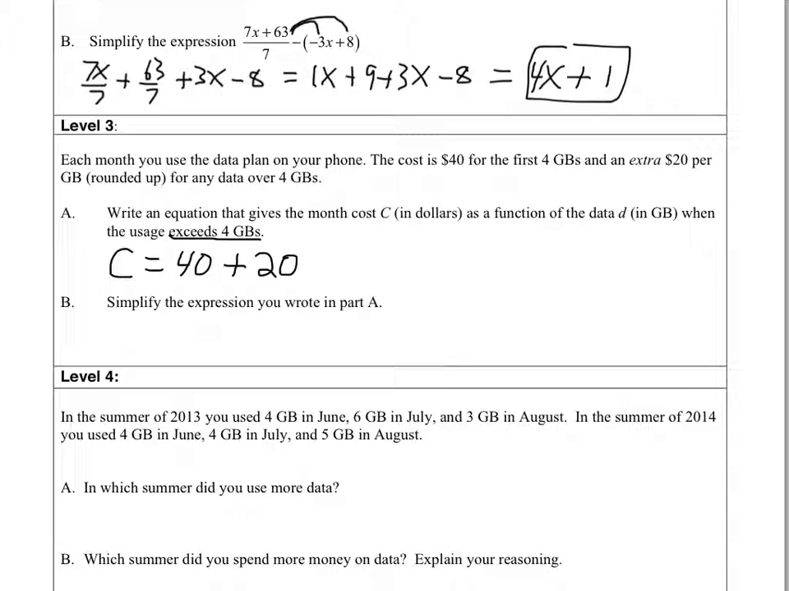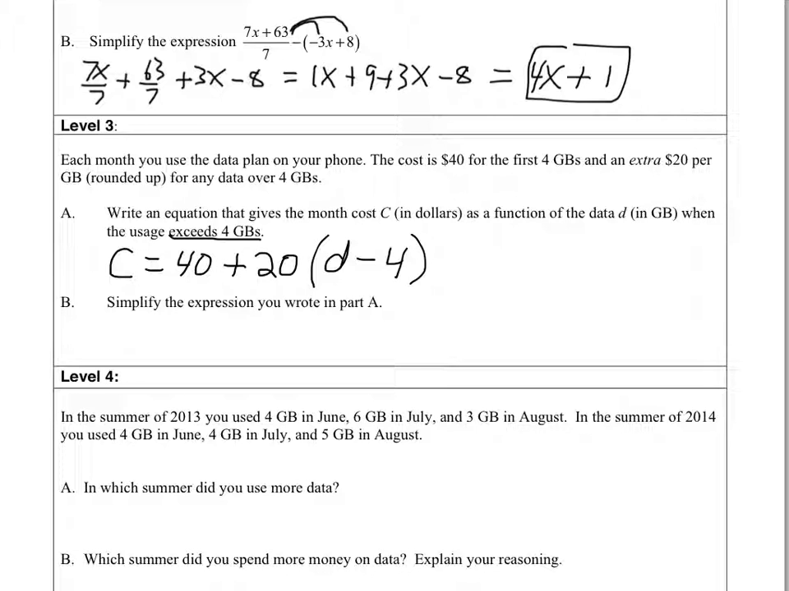Now my entire data usage isn't overages because I get 4 gigabytes included. So the only thing that is over is the stuff that's above and beyond 4. So I only want this 20 multiplied by the part of D that is larger than 4, namely D minus 4. And that's part A.